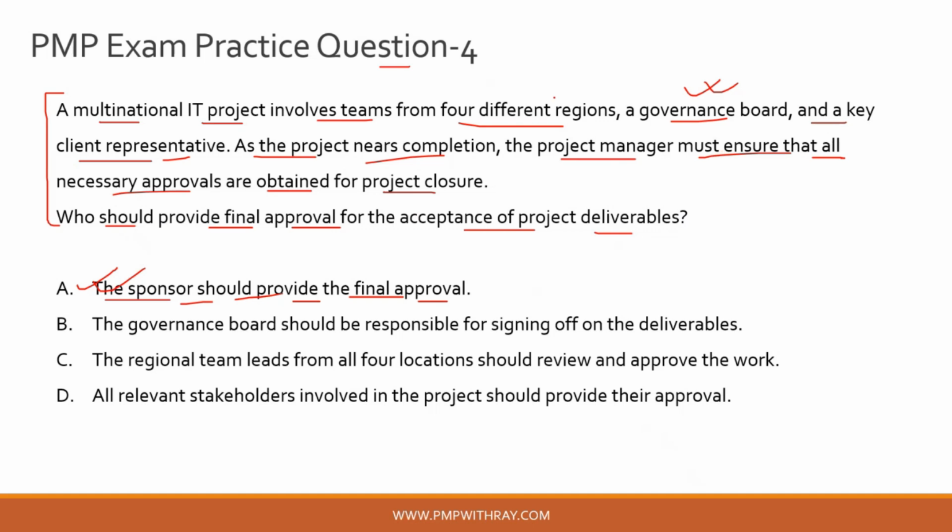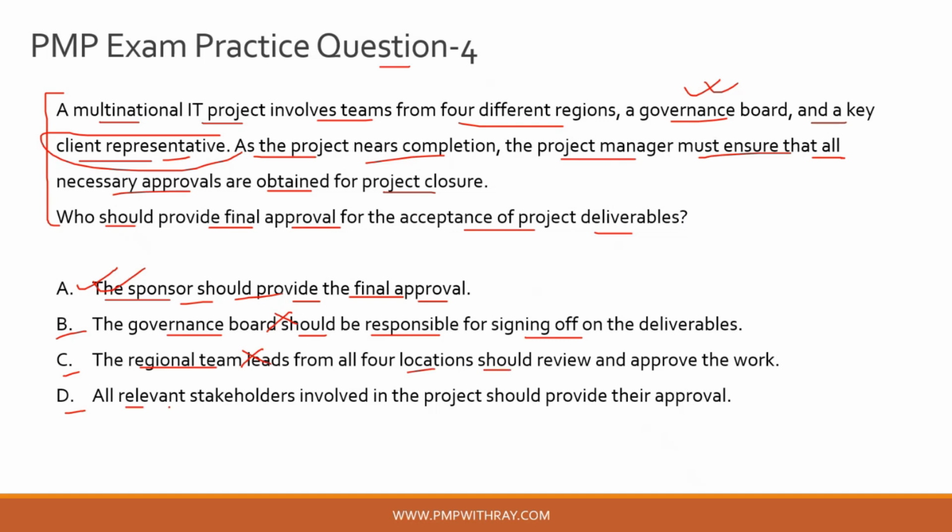Because here there is of course a client representative, but none of the options mention the client representative, right? Because if it was not the sponsor, it would have been the client representative who should have been providing the final approval. But anyways, let's look at options B, C, and D as well. Governance board, incorrect. They should not be responsible for signing off deliverables. That's incorrect. Regional team, incorrect. For locations, quite preposterous.